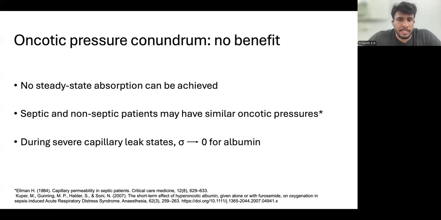Septic and non-septic patients may actually have similar oncotic pressures despite having low albumin. This is because a lot of other inflammatory proteins go up during sepsis. And during capillary leak states, the Starling reflection coefficient for albumin reaches zero in severe capillary leak. So targeting oncotic pressure then doesn't matter at all, because giving albumin would not be useful in that state.